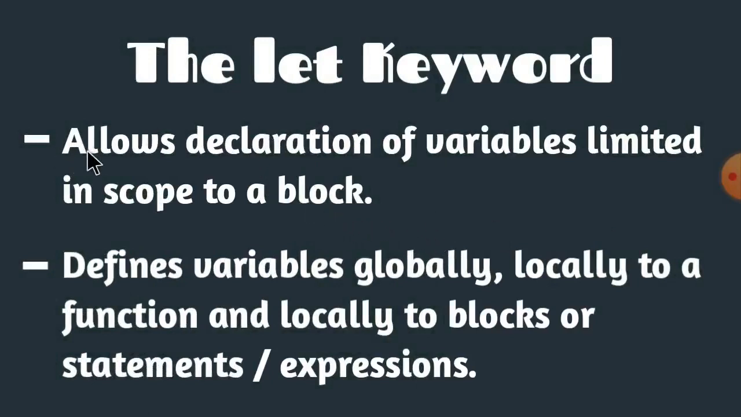So the let keyword allows declaration of variables limited in scope to a block. It defines variables globally, locally to a function, and locally to blocks or statements and expressions. Now, the limitation that we had when we declared the variables with the var keyword the other time was that we could not declare the variables locally to a block of code that is not a function. But if we are using the let keyword, we can surely do that. What do I mean? Let me go into the editor and let's see what's happening.